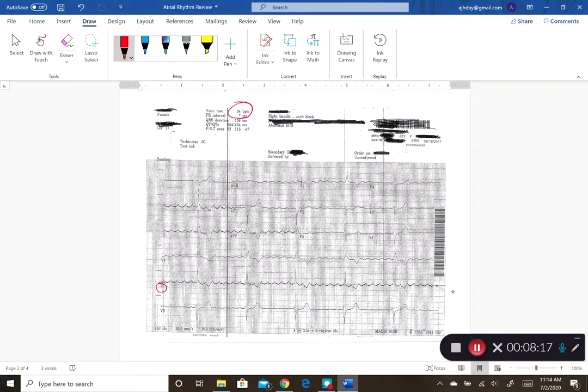Just glancing at my rhythm, is it regular or irregular? I'm going to mark the tops of my RRs because I know it's a little difficult to see on this photocopy. But just glancing at it, it looks pretty regular.